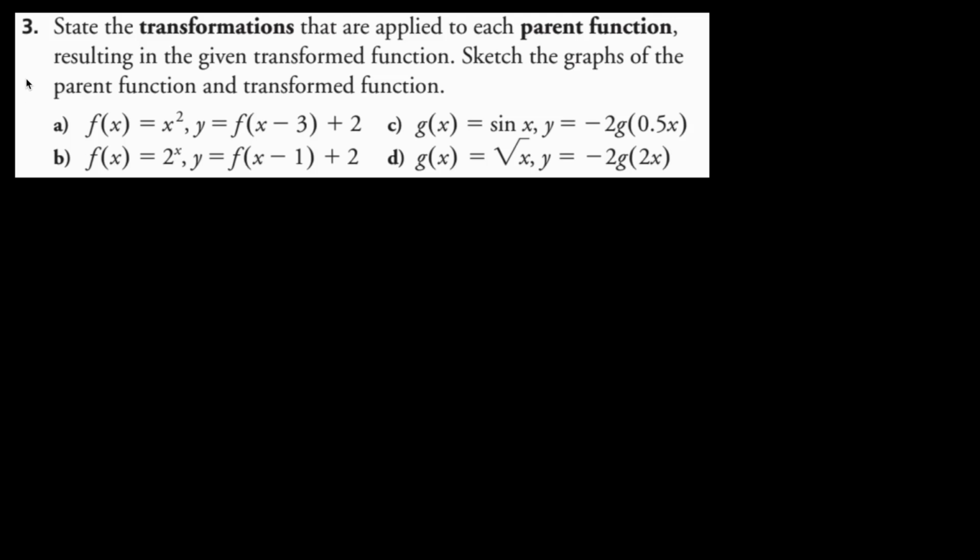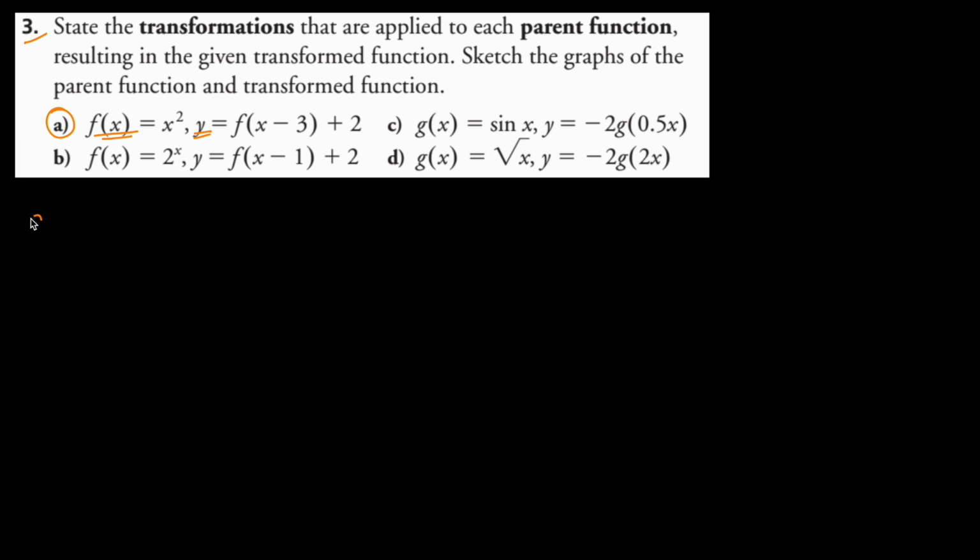Hello everyone, let's start question 3. Question 3 says, state the transformations that are applied to each parent function, resulting in the given transformed function. Sketch the graphs of the parent function and the transformed function. That means for every part we have been given two functions. First is the parent function and second is the transformed function.